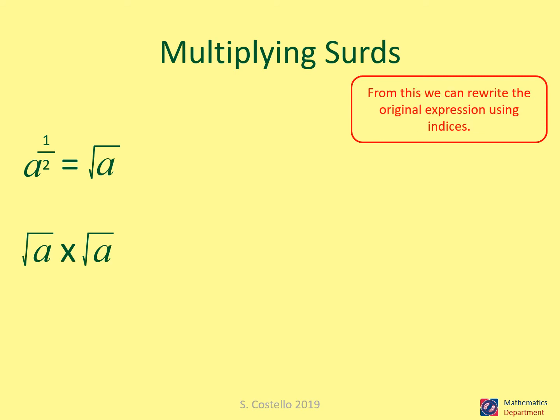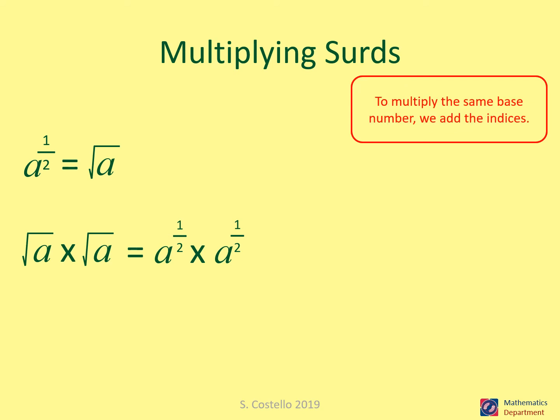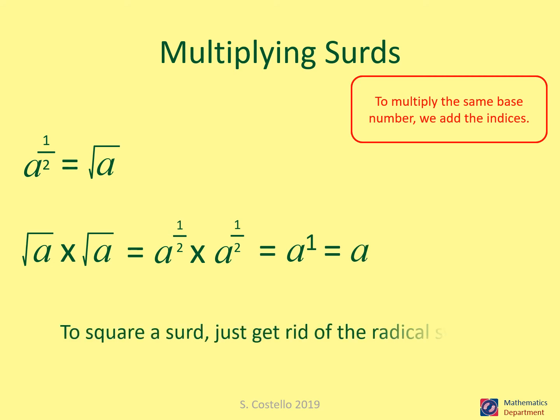So from this we can rewrite the original expression using indices. So root A times root A is A to the half times A to the half, and to multiply the same base number we add the indices. So a half plus a half gives us A to the 1, which is A. To square a surd, just get rid of the radical symbol. So root A times root A is A.